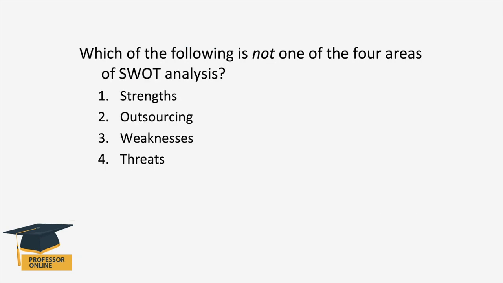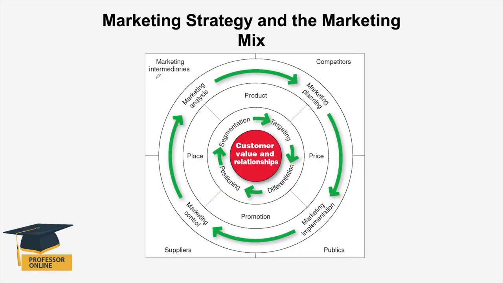So a question before we move forward and end the chapter: which of the following is not one of the four areas of SWOT analysis? Strengths, outsourcing, weakness, and threats. What do you think? What is the answer? It is outsourcing. SWOT is made up of strengths, weaknesses, opportunities, and threats. So outsourcing is not part of SWOT analysis.